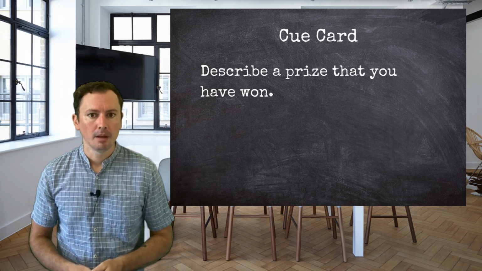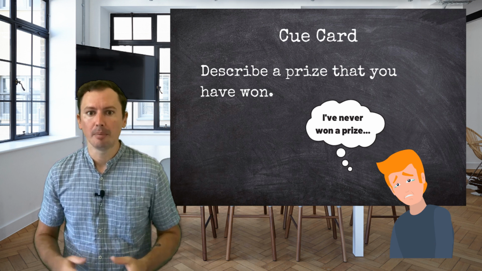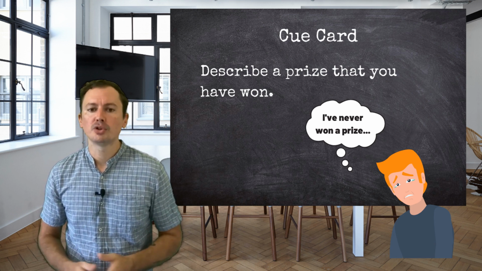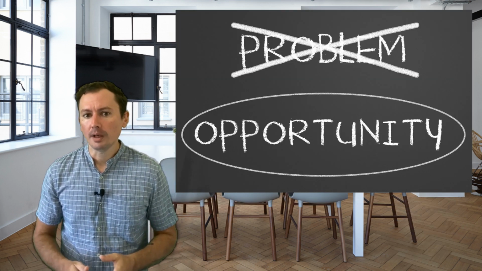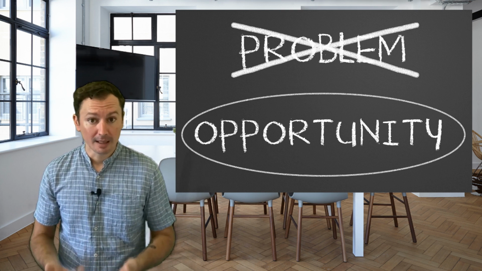Let's say that you're asked to describe a prize that you've won. Some people have never received a prize, and this could cause them to freeze up. However, it offers an opportunity. If you've never won a prize, you need to explain to the examiner that you haven't, and then transition into something similar.